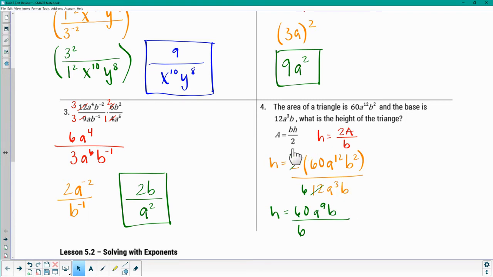And again, a little bit of simplification. My 2 and my 12 become 1 and 6. And then I get 12 minus 3 is a to the 9th. 2 minus 1 is just b. And 60 over 6 is going to simplify to be 10 a to the 9th b.